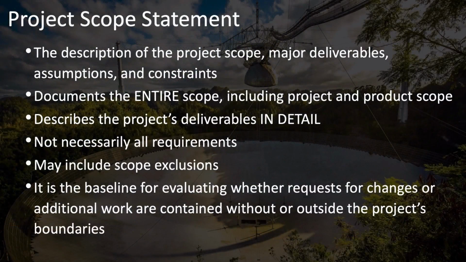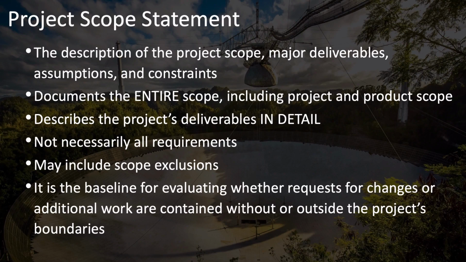Now we move on to the project scope statement. What is the project scope statement? From the name, you would think that it's something relatively short, just a statement. But actually, it's not. The project scope statement is the description of the project scope, the major deliverables, assumptions, and constraints. It documents the entire scope of the project, including both project and product scope. And it describes all of these deliverables in detail.